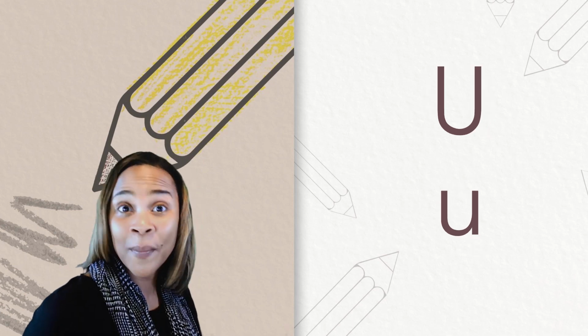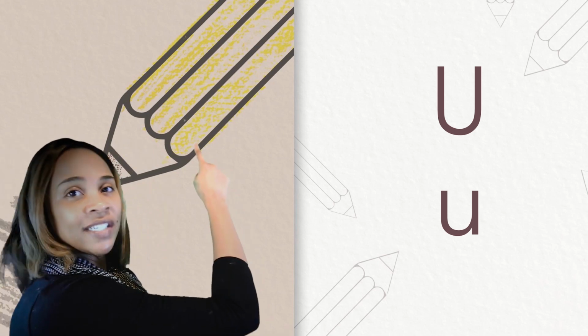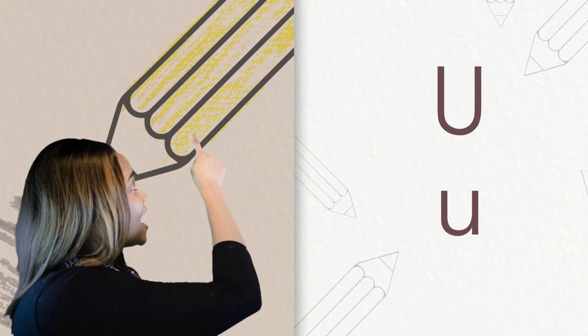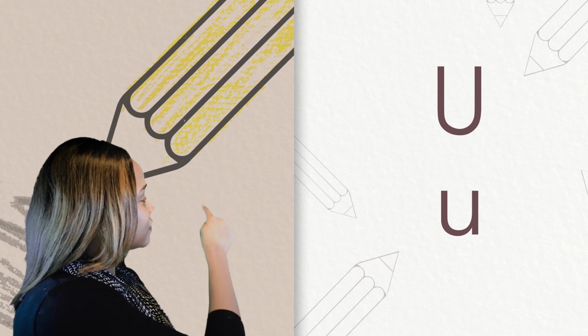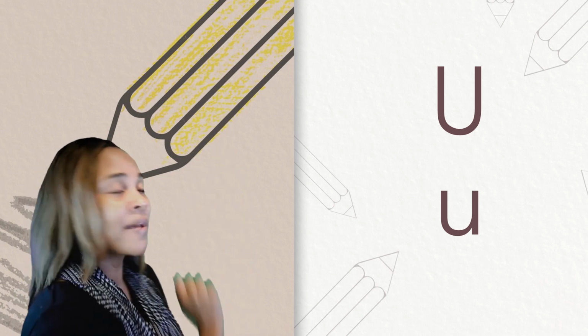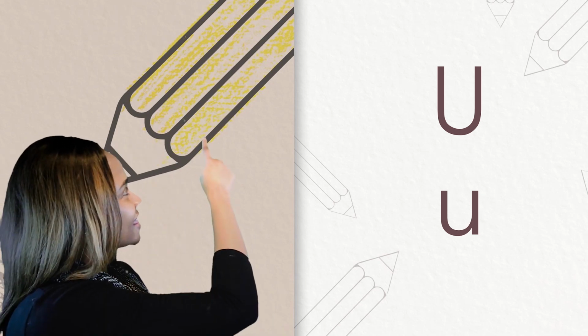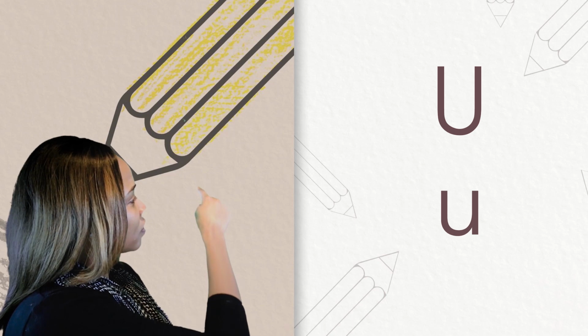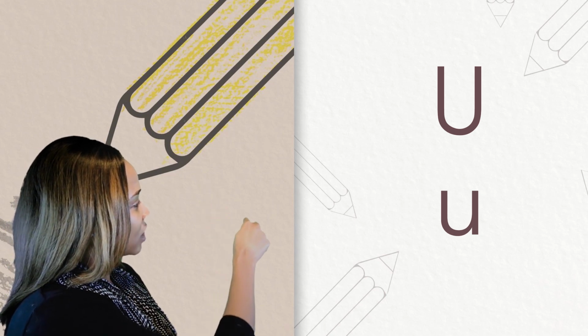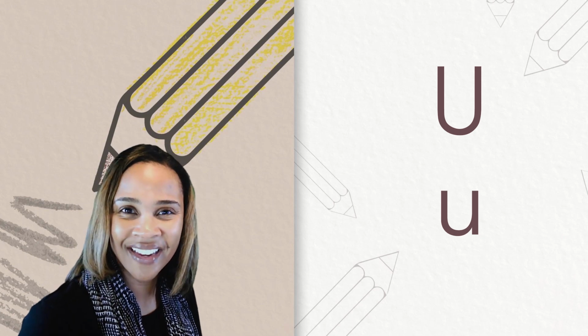Let's make our uppercase U. Watch me first. I'm going to start at the headline and come all the way down to the foot line, making a curve and go all the way right back up to the headline. Now try with me. Start at the headline, come all the way down to the foot line, make a curve, and then go straight back up to the headline.